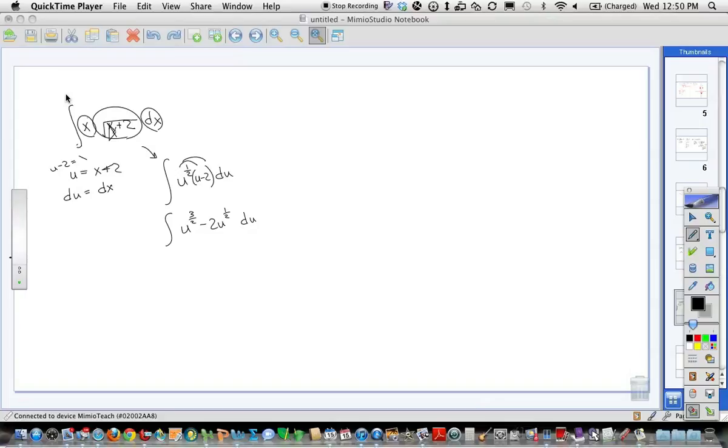Okay? So we raise that up, it'd be 2/5 u to the 5/2, minus, raise it up to 3/2, that'd be 2/3 times 2 would be 4/3 u to the 3/2 plus c. And then, of course, put your x plus 2 back in for the u.